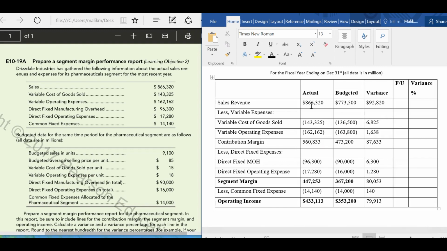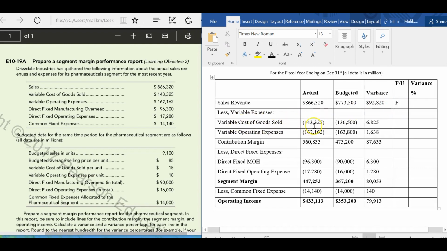So you're always looking into our actual numbers and comparing with the budgeted one. So let's see for the sales revenue. Actual sales revenue is higher than the budgeted one. Of course, it's a good thing. So I'll call it a favorable one.